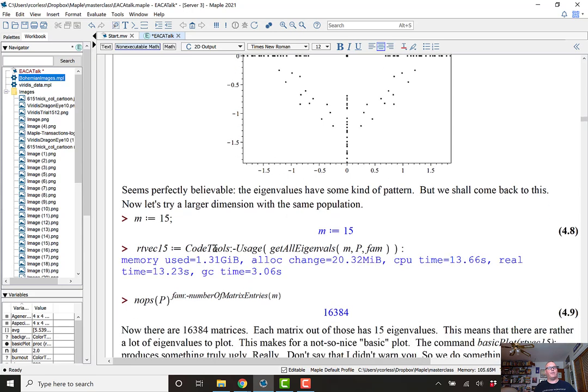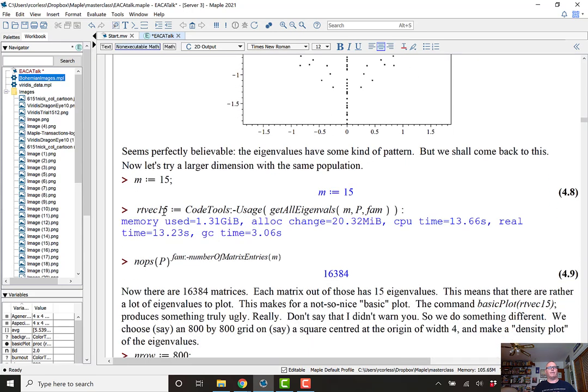Let's try M equals 15. So RTVec 15 is, again, get all of the eigenvalues of every single member of that family. Now, there's 16,384 different matrices in there. And each of those matrices has 15 eigenvalues. So that means there's rather a lot of eigenvalues to plot.